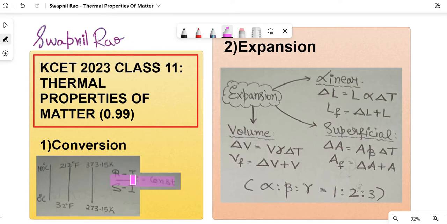R means it's the reading, and I means ice point, and S means steam point. So that basically means at 100 degrees Celsius, 0 degrees Celsius, and so on. Ice point and steam point is what we call for I and S, and R is reading. I hope you listen to me carefully. I'll be presenting you with an example.